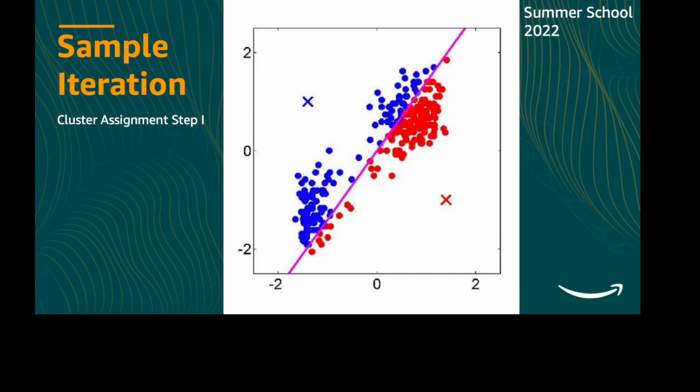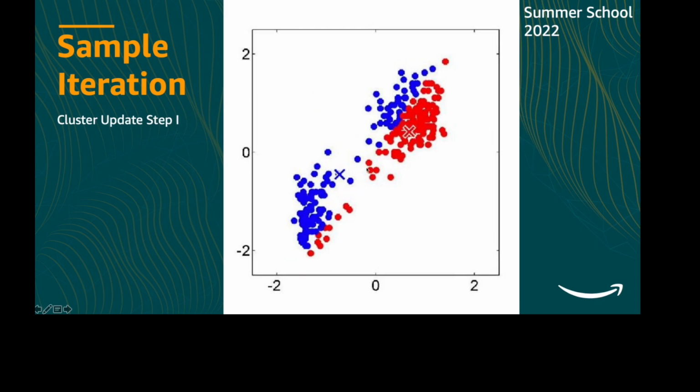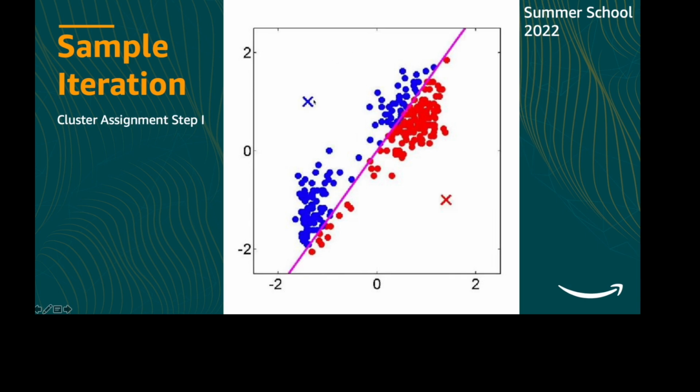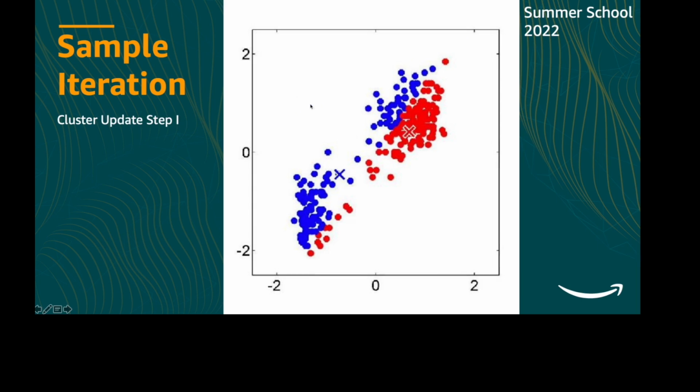One way to do it is by taking the mean of all the data points that belong to that cluster. So here what we can do is take the mean of all the blue data points, and that we can treat as the new cluster center for the blue cluster. Similarly we can do it for red, and this is the cluster update step performed for the first time. And now you see this blue cluster center is a much better representative of the blue cluster as compared to the earlier blue center, right? Similarly for the red cluster.